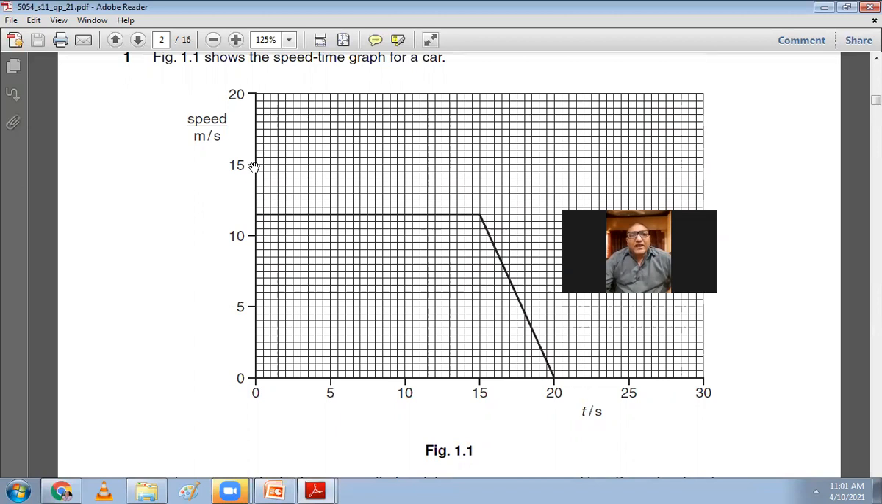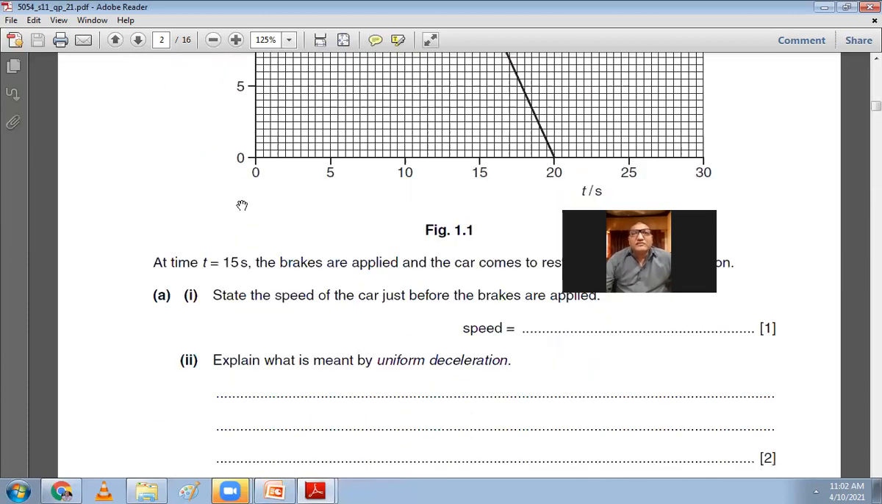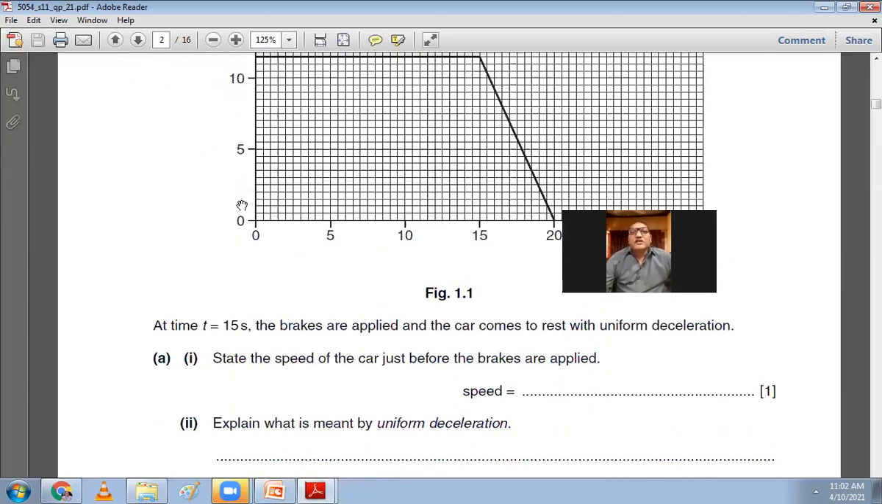From 10 to 15, there are 10 small squares. So 2 small squares represent 1. So it's like 11.5. So the speed from the graph, I can tell, when he applied the brakes, the car was moving at a speed of 11.5 meters per second. The question was of 1 mark: state the speed of the car just before the brakes are applied.